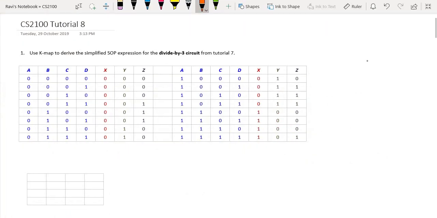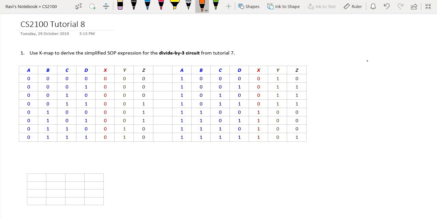Hi, in this video we're going to be discussing our CS2100 tutorial 8 questions. In these questions we have a mix of topics. The first two are on K-map, and after that we're going to revisit our MIPS processor's control unit, and finally we're going to talk about enhancements that we can make to the processor architecture to improve the overall performance of the system.